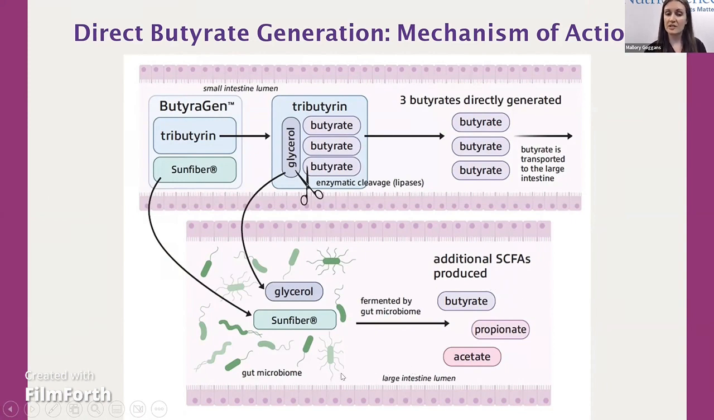And we actually looked at the butyrate generation efficiency from these samples and saw that they were over 100% with that synergistic combination of the LGG and the ButyraGen, meaning that we got more butyrate from that fermentation than we would have expected had we only accounted for the butyrate that comes directly from tributyrin.